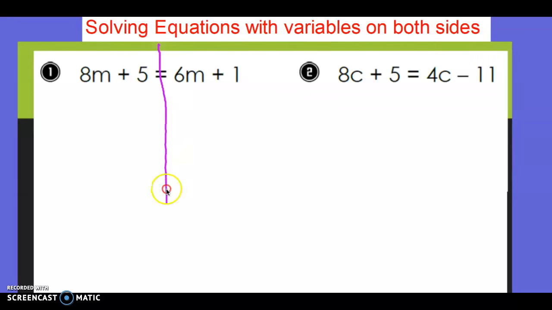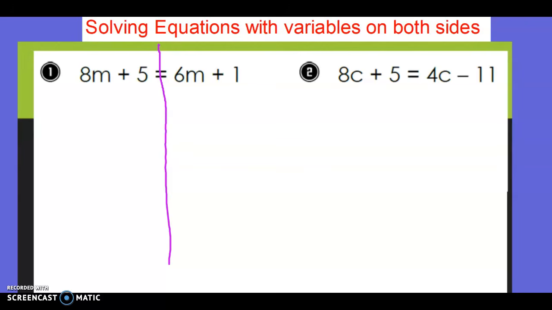So the first thing we're going to do is we're going to draw our line. Now here's the problem here. I see an 8m on the left and a 6m on the right. So I've always told you, try to get the variable all by itself. But because I have variables on both sides, that kind of makes it a little bit more complicated. So if we could get all the variables on just one side, and then the numbers on the other, then we would be able to get the variables all alone. So moving variables from one side of the equation to another works the same way as numbers.